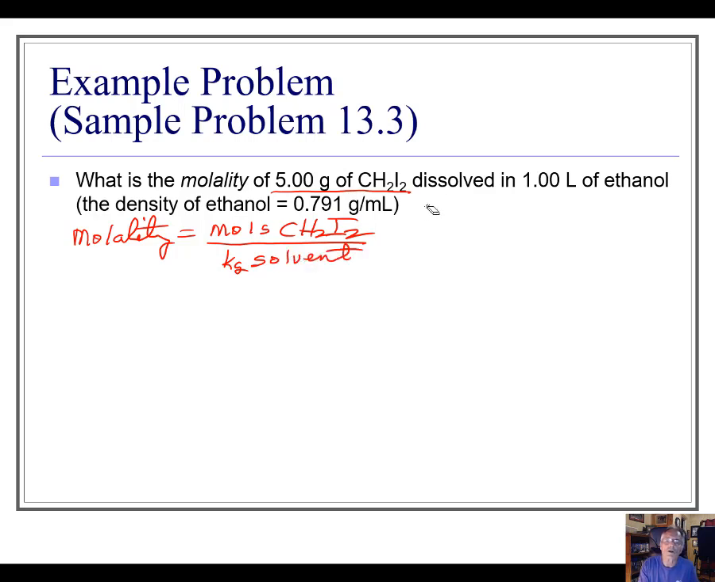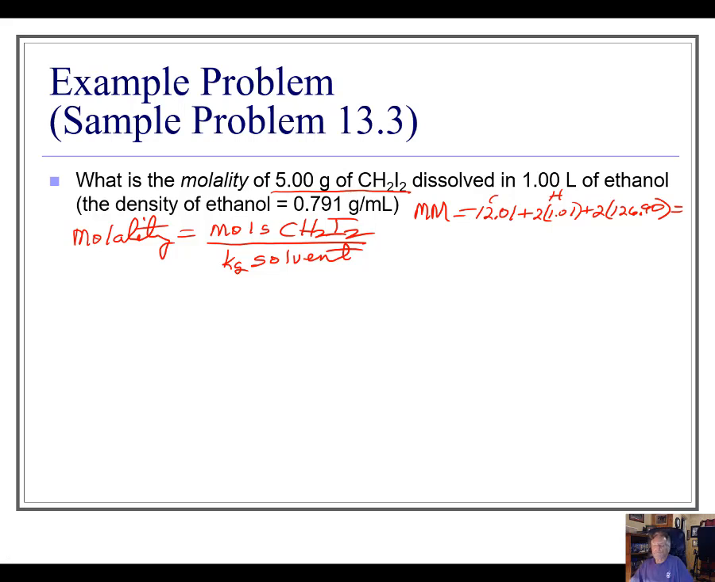So we'll need the molar mass of the compound. We've got one carbon, which is 12.01 grams per mole, plus 2 times 1.01 grams per mole. That's the hydrogen, carbon, hydrogen, plus 2 times, and iodine's pretty heavy stuff, 126.90 grams per mole.